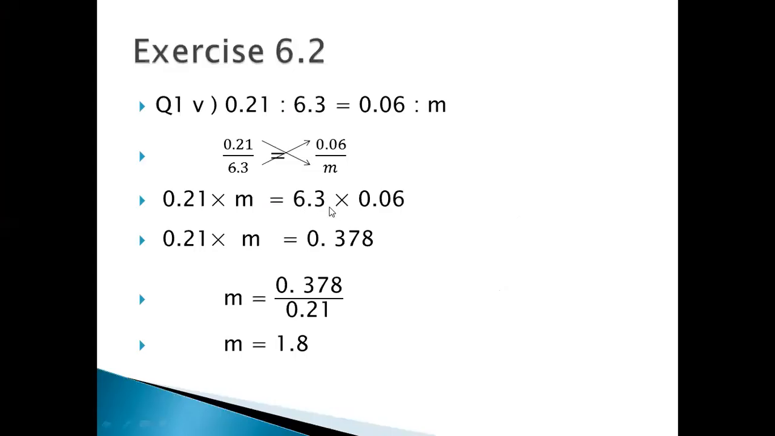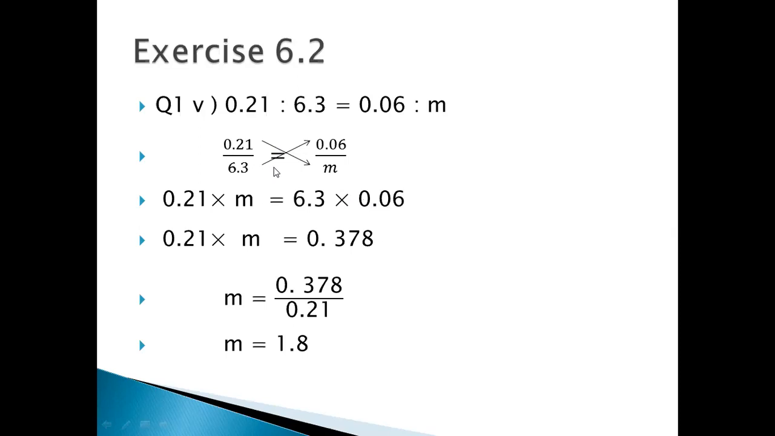So now the second, right-hand side, 0.06 divided by m. Again you do cross multiplication. The first fraction's numerator multiplies with the second fraction's denominator, 0.21 multiply with m, and the first fraction's denominator 6.3 multiplies with the second fraction's numerator, 6.3 multiply 0.06. This is called cross multiplication.